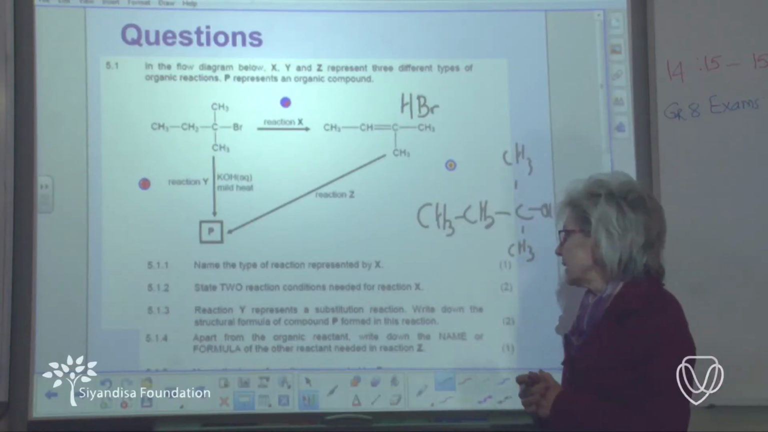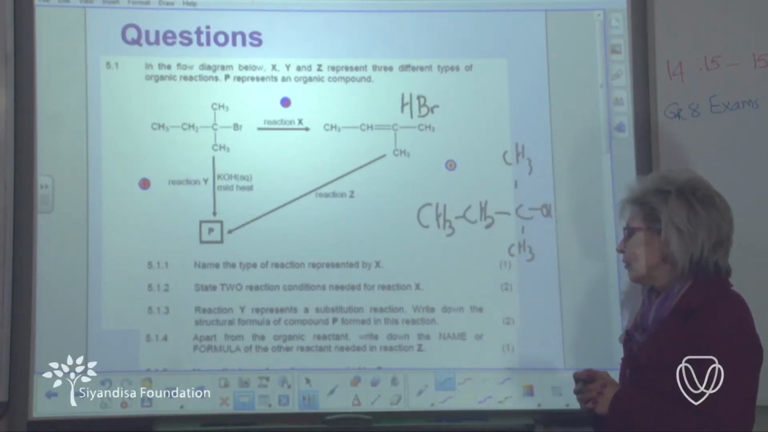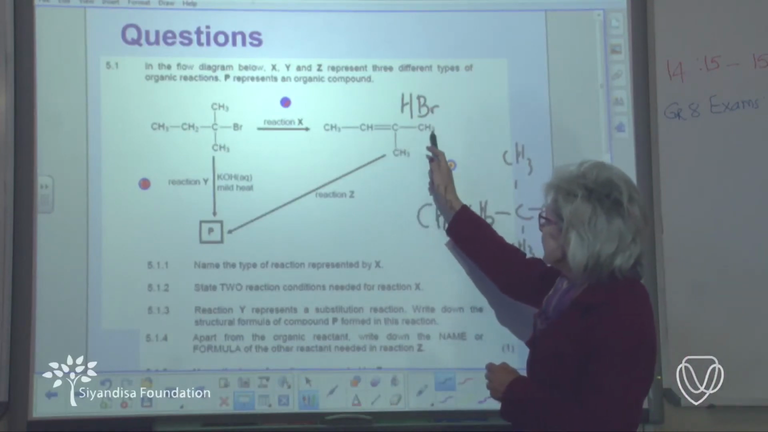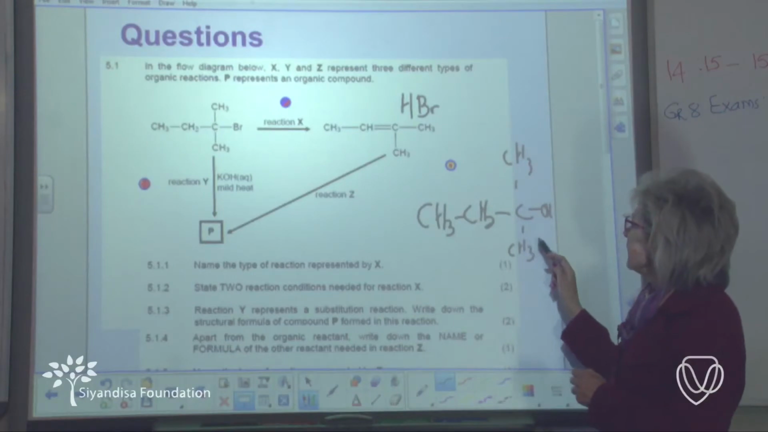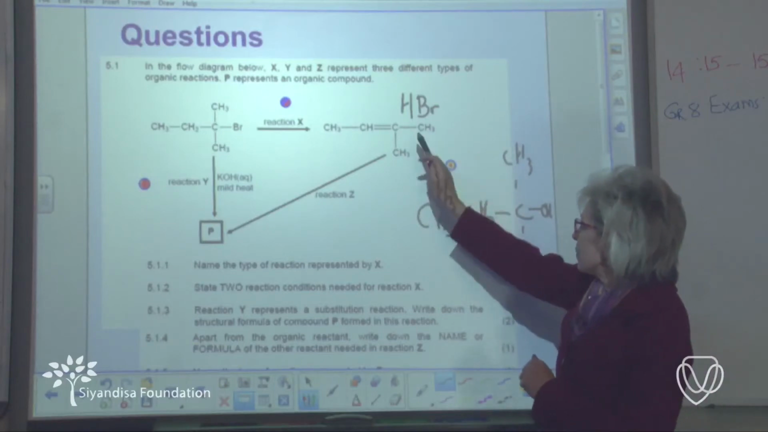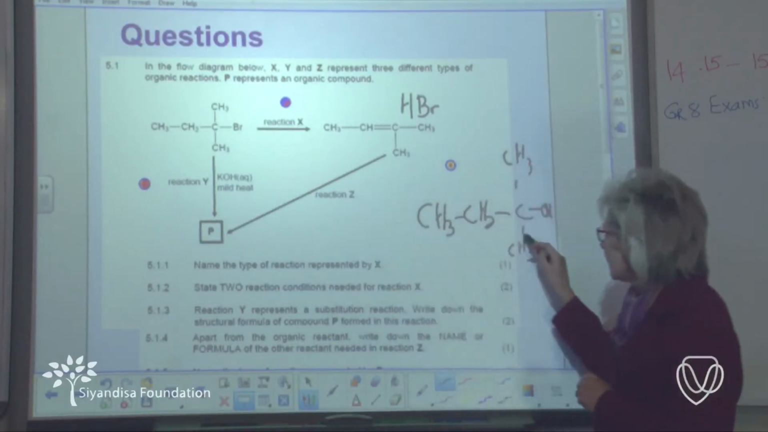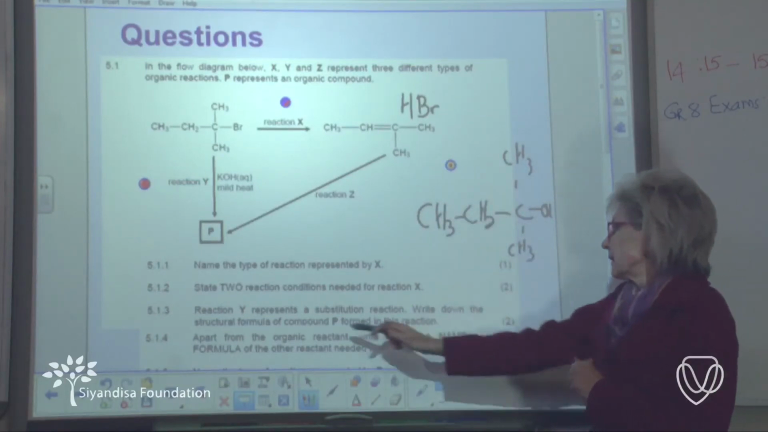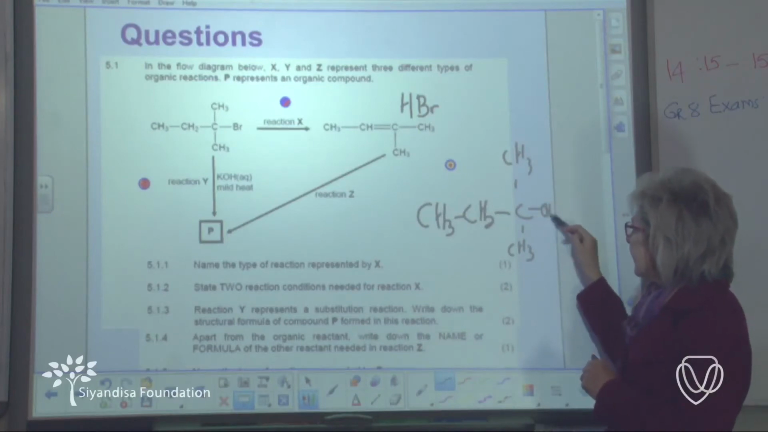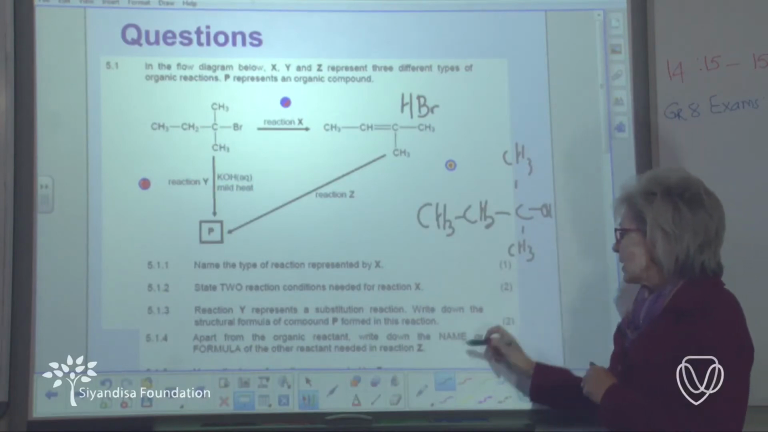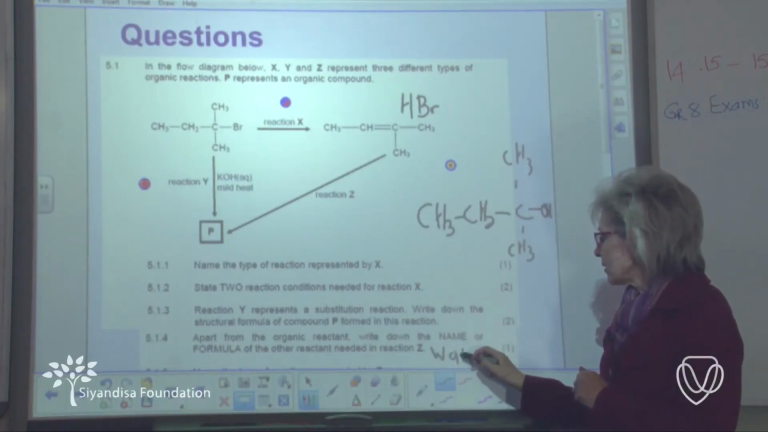Apart from the organic reactant, write down the name or formula of the other reactant needed in reaction Z. Now let's see what happens in Z. In Z, we've got an alkene, and we want to end up having an alcohol. And they said apart from the organic reactant, which is this one, we want to end up with this one. What do I need to add? I need to add something that will give me a hydroxyl group, and the chemical that we then need to add is water. Right? So we are going to add water to it.